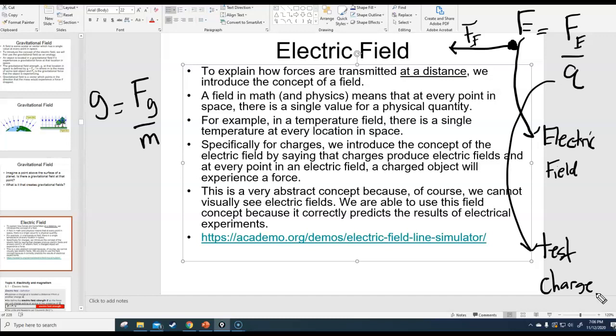A charged particle cannot affect itself. It can affect other charged particles, but it can't affect itself. And so yes, the test charge, technically speaking, would have its own electrical field, but we're kind of ignoring that for the sake of defining electrical field strength.